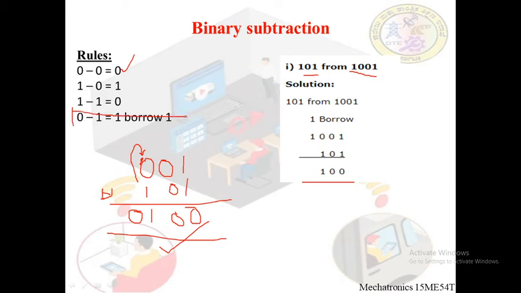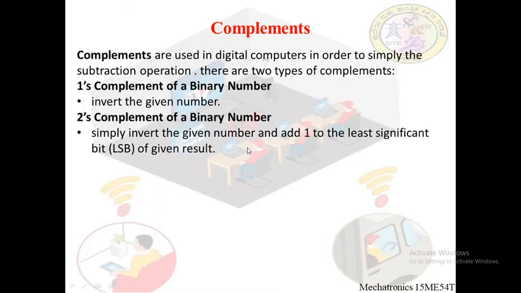Except this last case, all other rules are similar to arithmetic subtraction. The only thing that we have to remember is 0 minus 1 is 1, because we have got a borrow of 1.